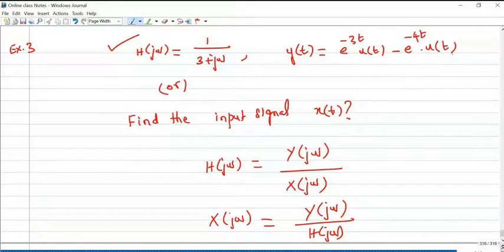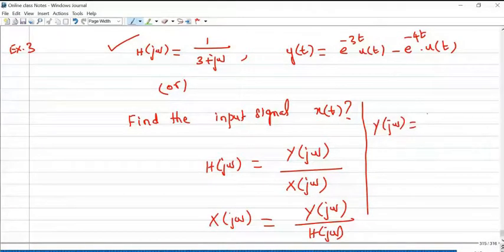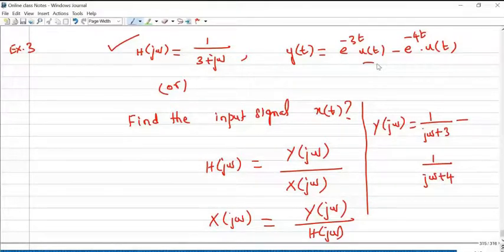Y of t is given as e^(-3t) u(t) minus e^(-4t) u(t). So Y of jω equals 1 divided by (jω + 3) minus 1 divided by (jω + 4). This is Y of jω from y of t. Now simplify this Y of jω first before substitution.